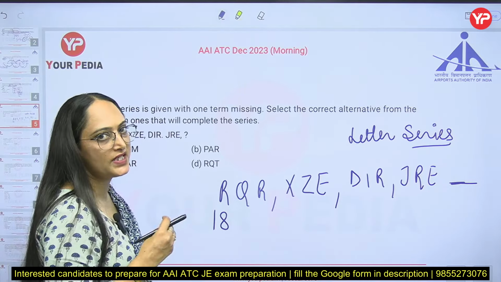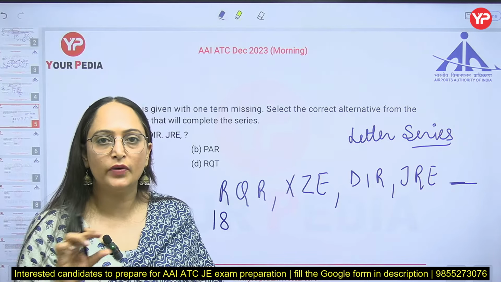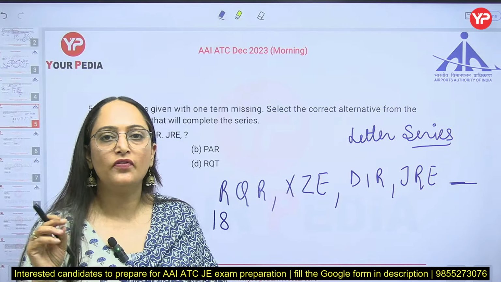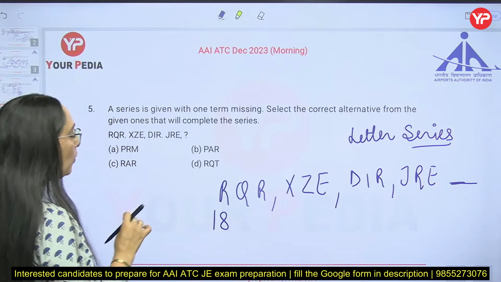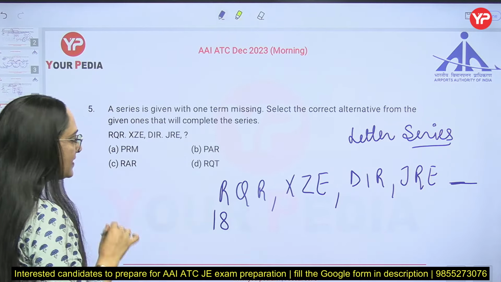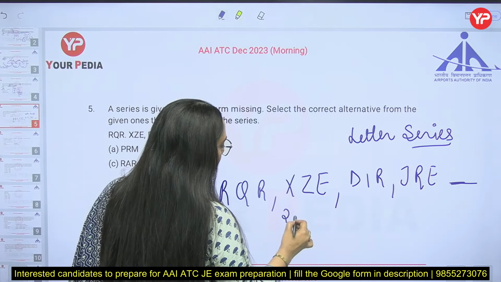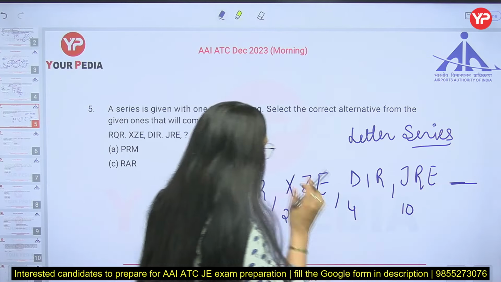Always write down place values. What is place value? What is the place of R in alphabetical order? The place of R is 18 from the left side when we count from A to Z, from left to right. So this is 18, this is 24, this is 4 and this is 10.